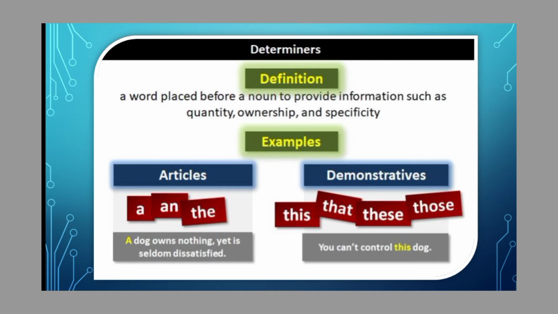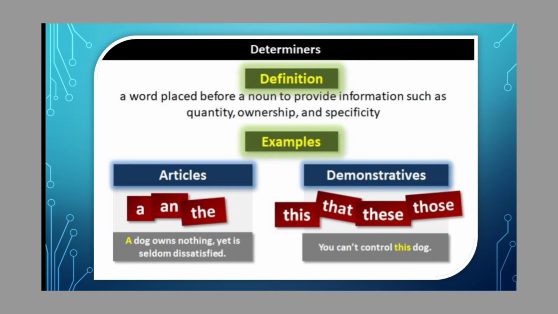This refers to a nearer object. This we use to identify a singular object which is near to the speaker, and that we use to identify a singular object which is far from the speaker. And we use these to identify a plural object which is near to the speaker, and those we use to identify a plural object which is far from the speaker.